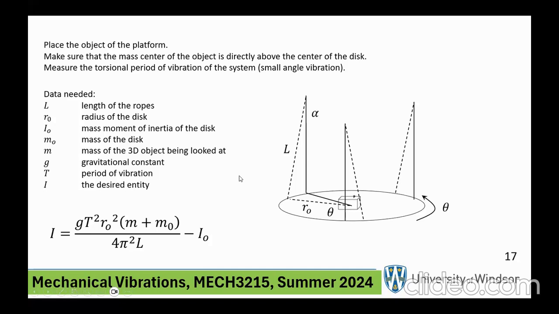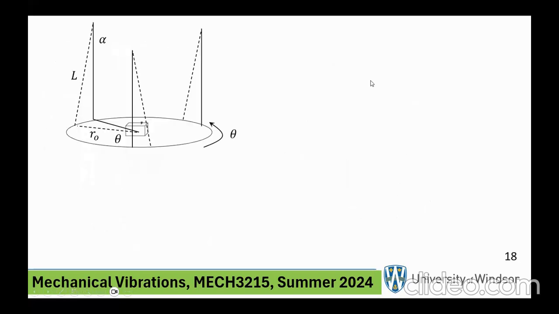Okay. I'm going to show you that based on the information provided, the I is going to be calculated according to this expression. Notice that we have the period here. In other words, you have to do this experiment, and you have to see what is the period of oscillation of this disk with the object placed on it. And then once you have it, everything else you know, you plug it in here and you get your I. Okay? Obviously, we are assuming everything small angle, so you just have to be careful.